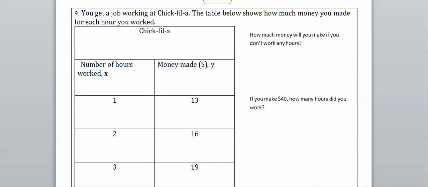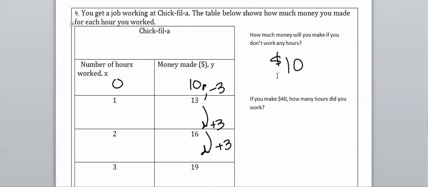Okay, on this one, you get a job working at Chick-fil-A. The table below shows how much money you made for each hour you worked. Okay, so you have the number of hours and the money made. How much money will you make if you don't work any hours? Okay, well, if this is increasing by 3 every time, we've got to go back 3. So if we go back 3, we're at 0, 10. So $10. So that means that they already started with having a $10 bonus or something.